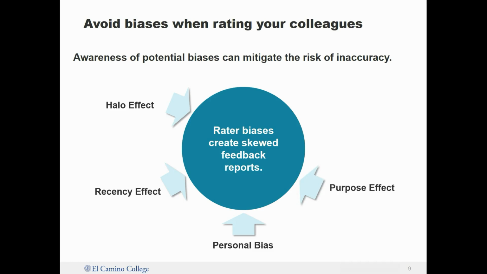Purpose effect occurs when the rater believes a specific rating or ratings will lead to a desired outcome, positive or negative, for the administrator or supervisor. Leniency effect occurs when a rater wants to avoid being negative or fears repercussions, which leads to inflated scores.